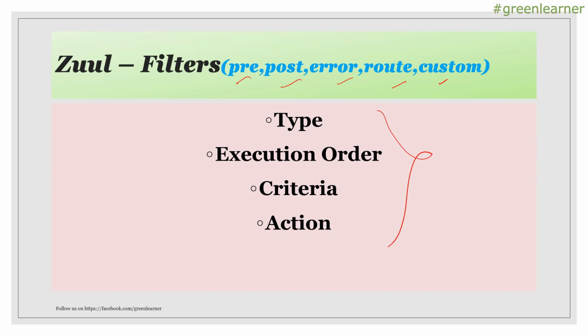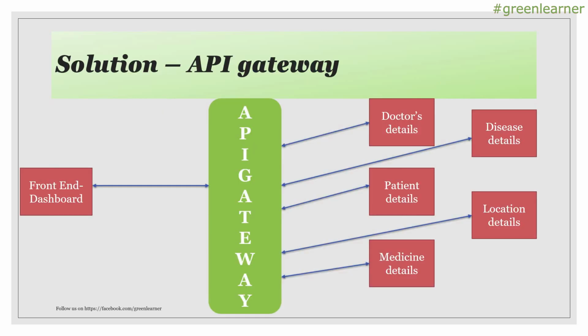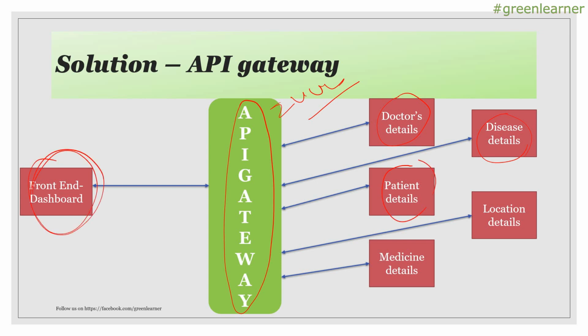So let's move quickly to the demo part. If you remember, this is the application that we are focusing on. This is the API gateway. Basically here we have configured Zuul, and these are the different services that we are calling from a driver service. We have just named it front end dashboard. In our application, this is the REST service, which is further calling these services, right?